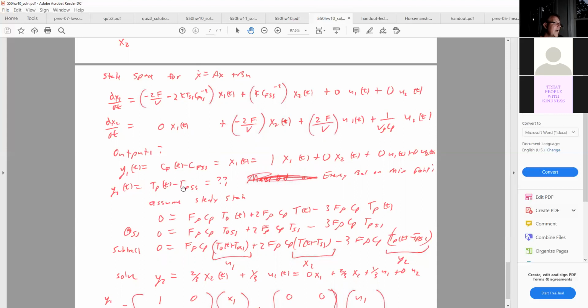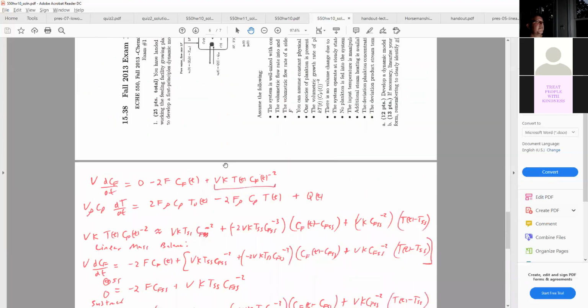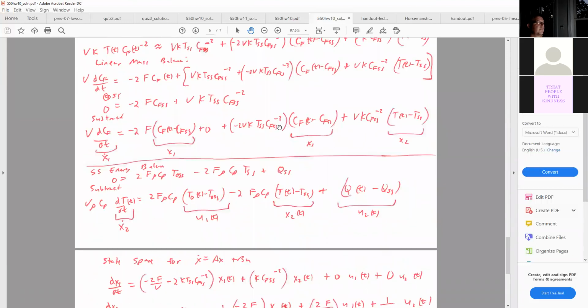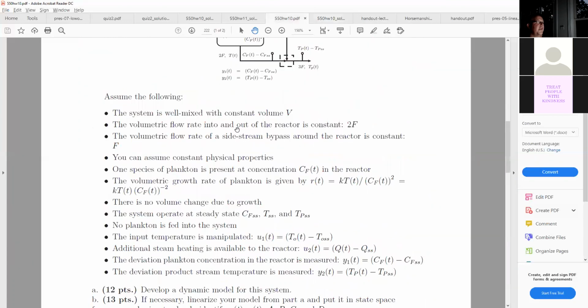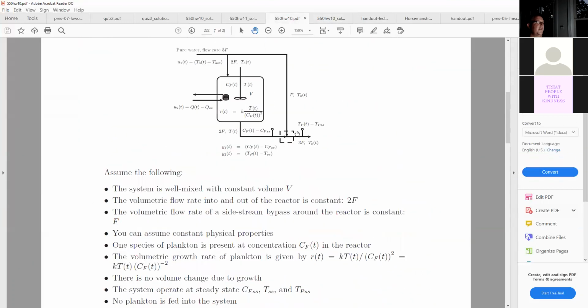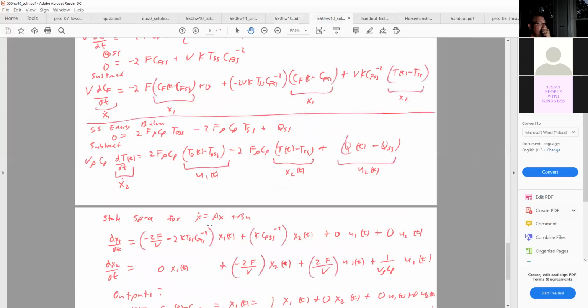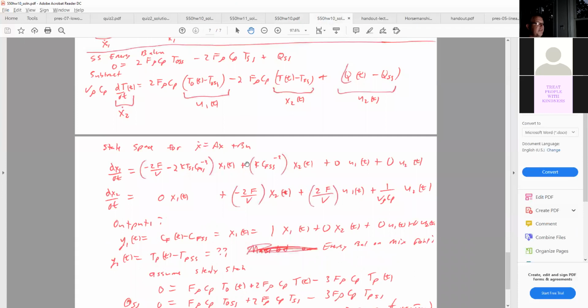But now we have to go back. This is where it got a little tricky. We don't know what the product temperature is. In this case, the product temperature depends on the temperature coming out of the reactor, which is state X2, and the temperature coming in from up here, the feed temperature. So T0 and T mixed together to give us TP.